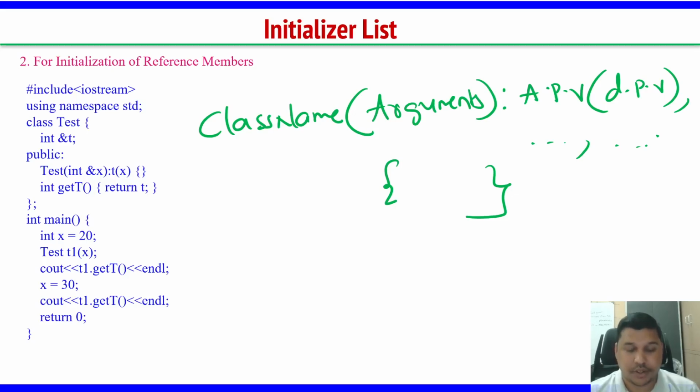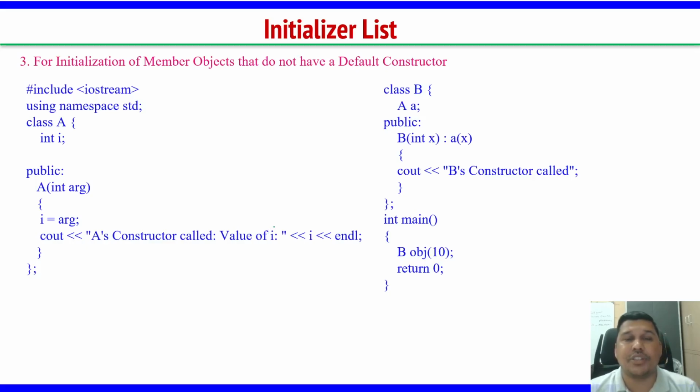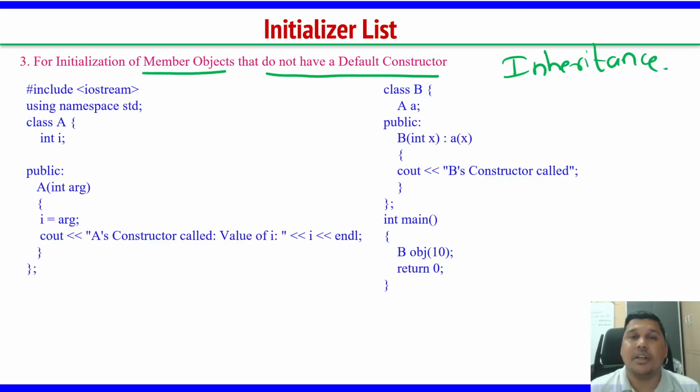Okay, right. Let's see the third use of this initializer list, for initializing member objects that do not have a default constructor. Suppose there is no default constructor for a class, then you can do that. How? Let's see an example. Again, we need the concept of inheritance here. Inheritance is our next concept. In the next unit, we are going to study inheritance. But this point number 3, the usage of the initializer list, is mostly related to the inheritance concept. But anyhow, we will try to understand what this point is telling us.